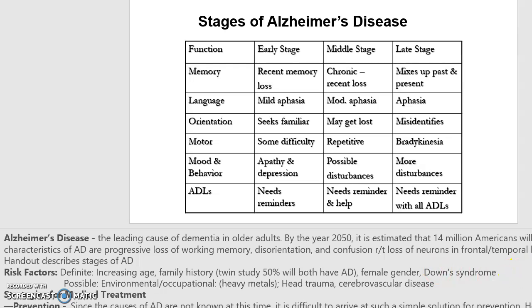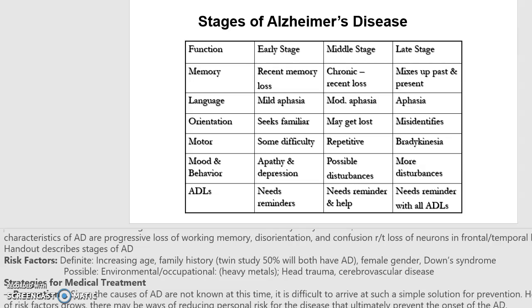When we talk about Alzheimer's disease, we think this is the leading cause of dementia in adults, and it's estimated that by 2050, about 14 million Americans will have Alzheimer's disease. We see a progressive loss of working memory, disorientation, and confusion, and what happens is there's a loss of neurons in the frontal lobes. The slide talks about stages of Alzheimer's disease.